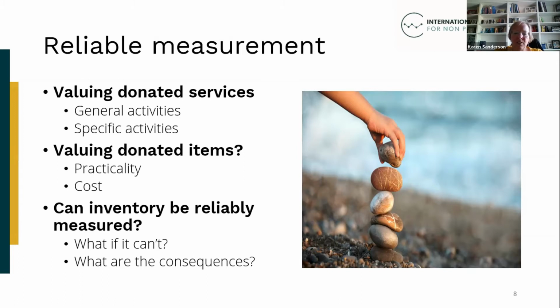Specific activities related to professional services may be easier to capture and get a reliable measurement, but we'll come back to that shortly. So practically, it may be difficult to obtain a reliable measurement because of the nature of the in-kind item. As in determining control, the costs of obtaining a reliable measurement may be disproportionate to its value and outweigh the benefits that measurement will provide.